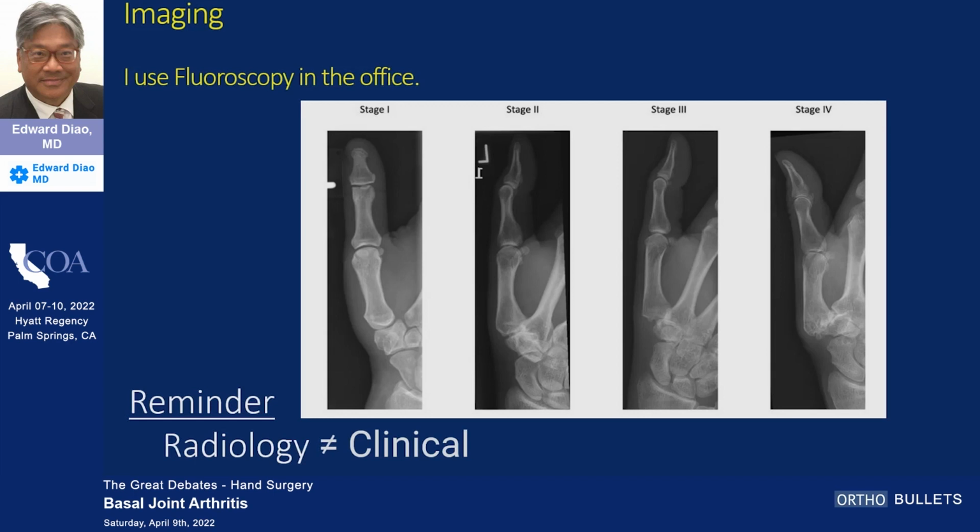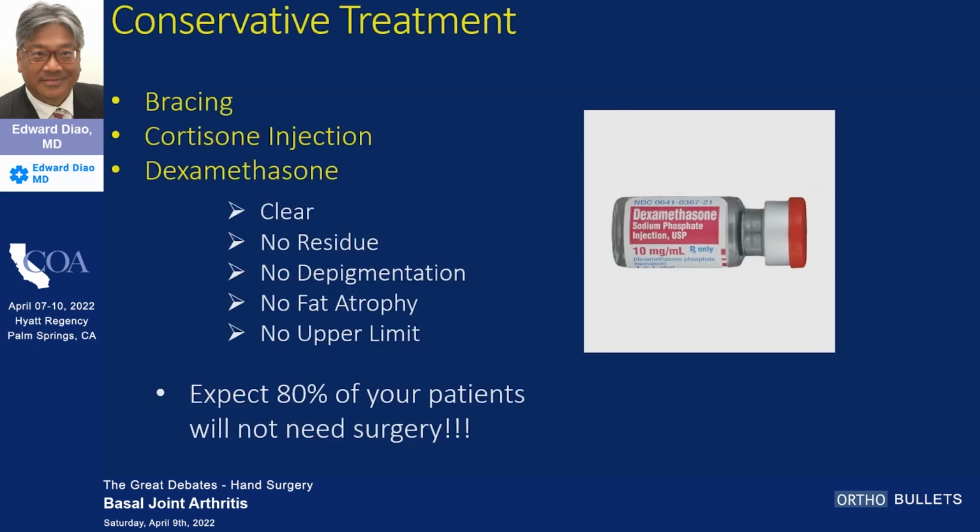Conversely, there are people who look essentially normal on fluoroscopy who have intractable pain and go through the motions, go through conservative treatment, and want to have a surgical amelioration of their pain. So you've got to remember the radiology does not equal what you're going to do clinically. Conservative treatment is important. I offer bracing, I offer cortisone injections.